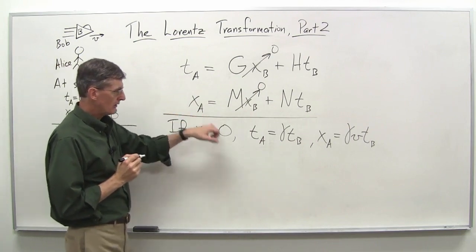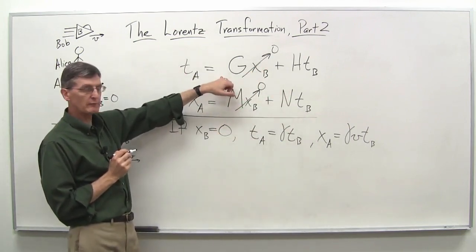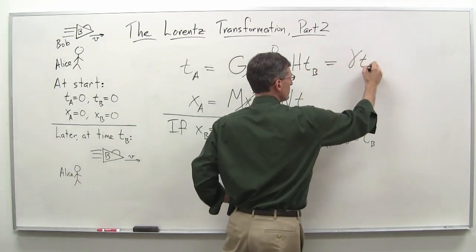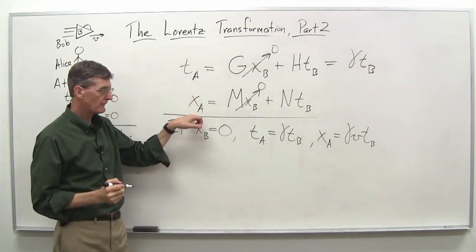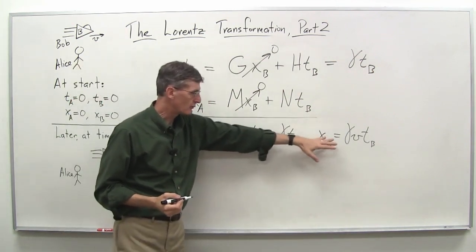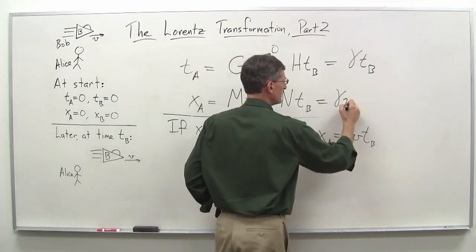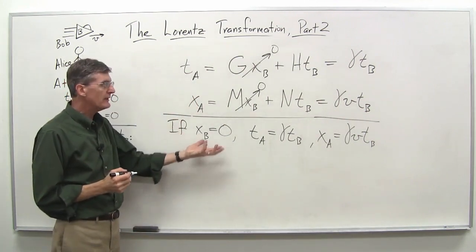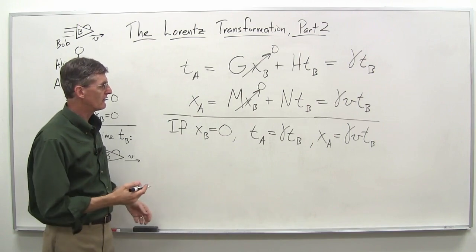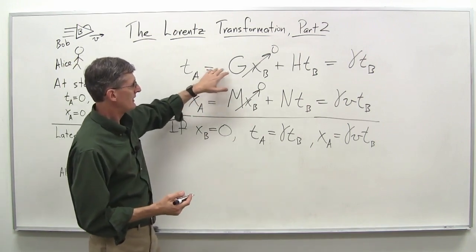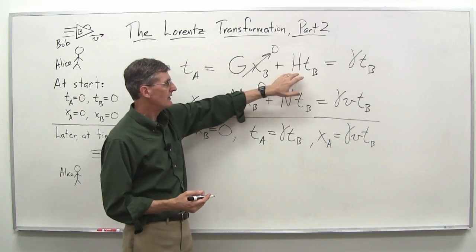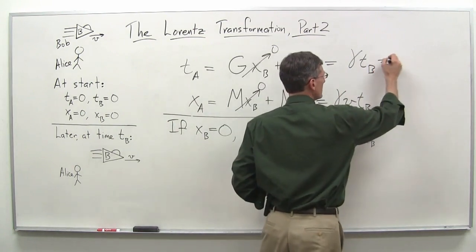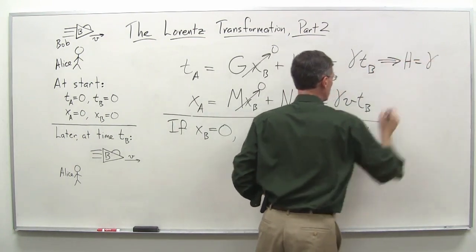And we know that XA has to, let's do TA first. TA has to equal gamma TB. So TA equals, this equals gamma TB. And XA, for this special case where XB equals 0, has to equal gamma V TB. So this equals gamma V TB. And lo and behold, immediately you can see what H and N are. And you've probably already seen it. If TA equals gamma TB and also equals H TB, clearly H equals gamma. Right? H TB equals gamma TB. So this implies H equals gamma.